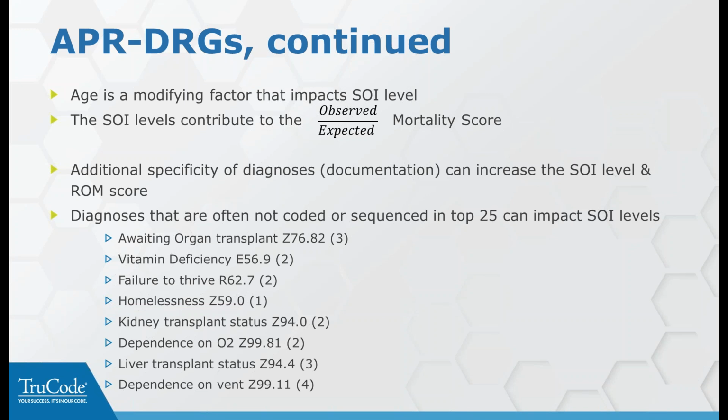And the last bullet on this slide shows you some of the diagnoses that may or may not be coded regularly, and even if they are coded, don't always get in the top 25 that goes on the claim, that do have an impact on the SOI level. So just take a look at that when you have some time to make sure that you capture some of those if you see them regularly, and try to get them sequenced in the top 25 so that you can get credit for that.